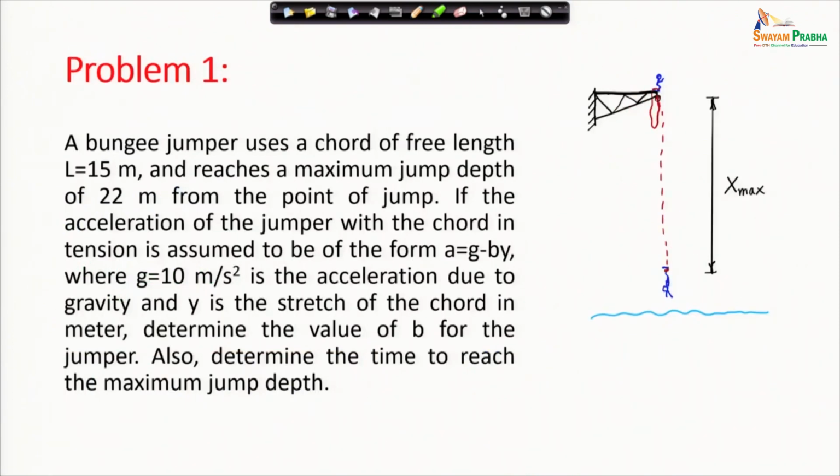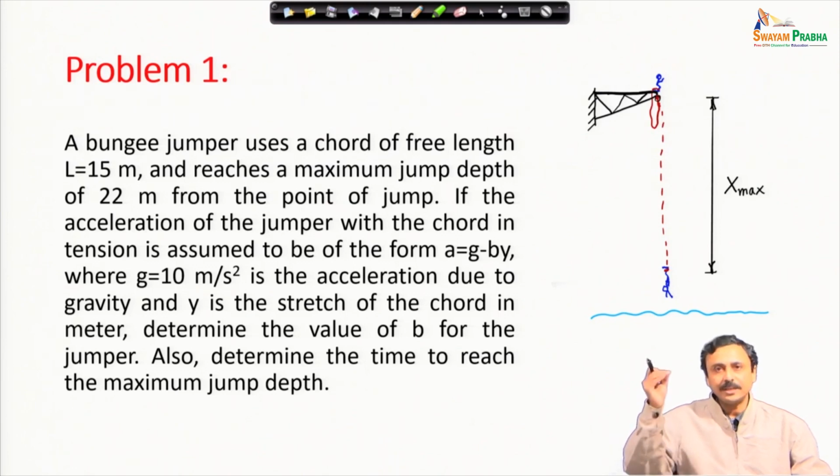Let us look at an example. This example is about a bungee jumper who uses a cord whose free length is 15 meter and reaches a maximum jump depth of 22 meter. That means this depth is measured from the point of jump, as I have shown you here, x max is 22 meter from the point of jump.